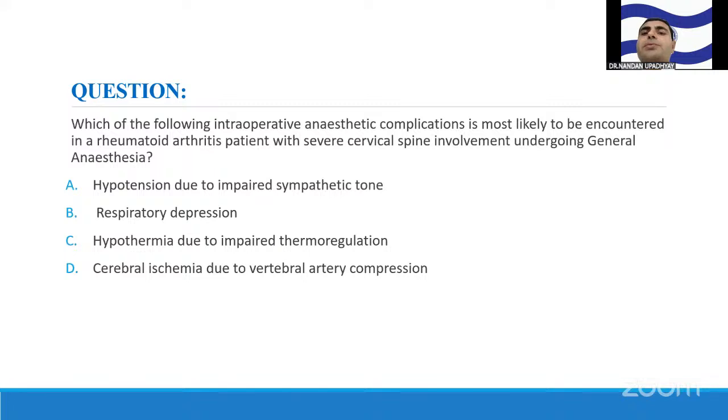Puja, next question. Which of the following intraoperative anesthetic complications is most likely to be encountered in a rheumatoid arthritis patient with severe cervical spine involvement undergoing general anesthesia? A, hypotension due to impaired sympathetic tone; B, respiratory depression; C, hypothermia due to impaired thermoregulation; and D, cerebral ischemia due to vertebral artery compression.